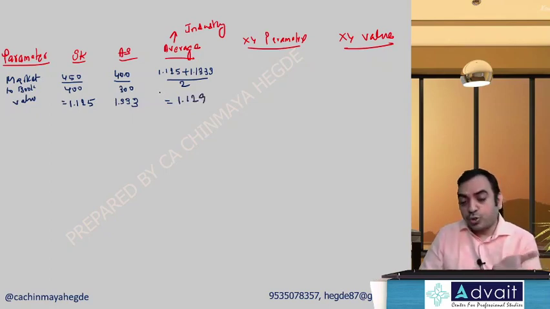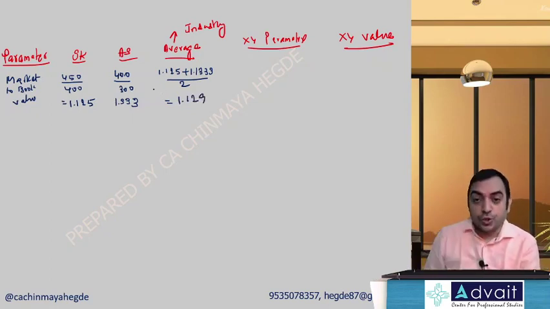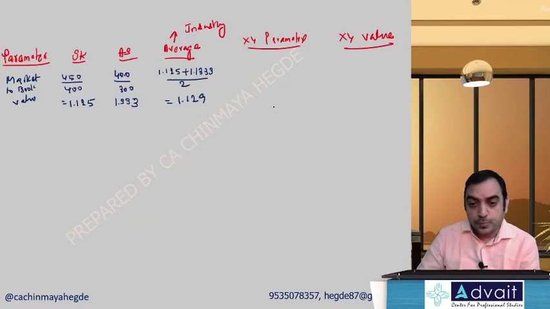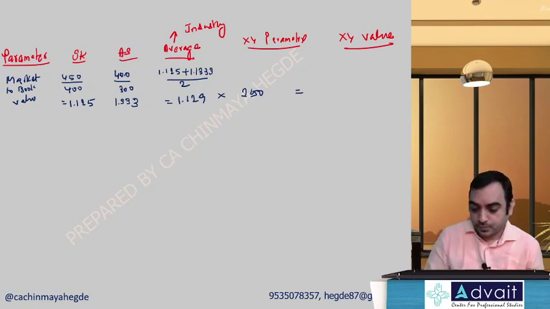That is market to book value, like capitalization to book value. And book value of XY Limited is 250. So, what is the value of XY Limited? 1.129 into 250, 282.25.